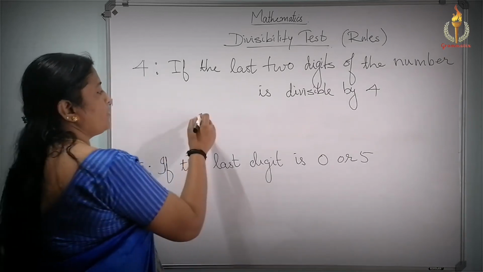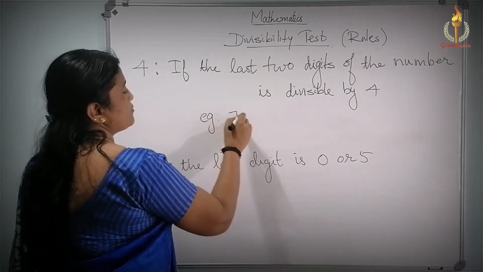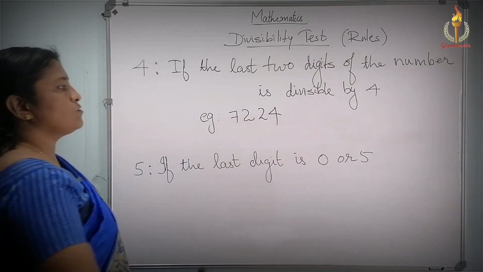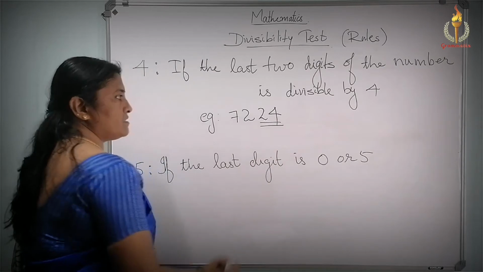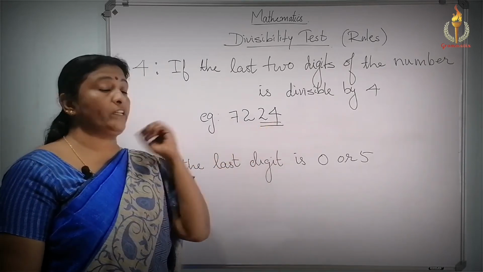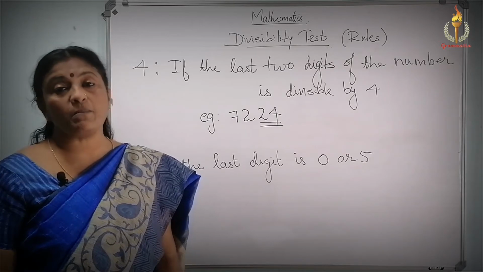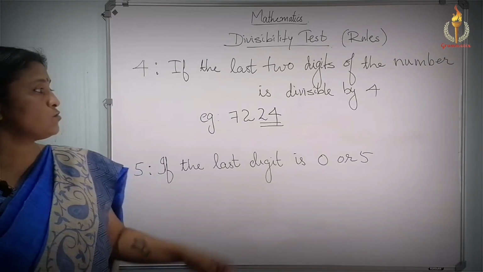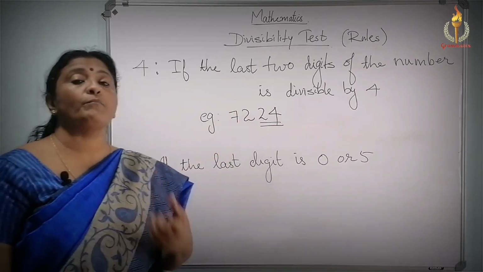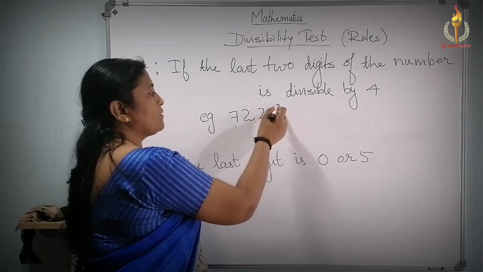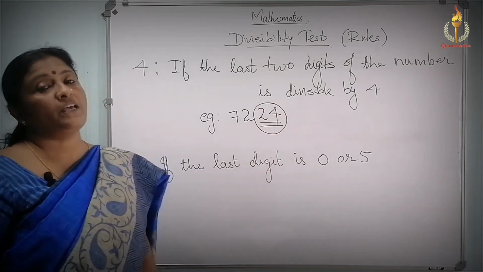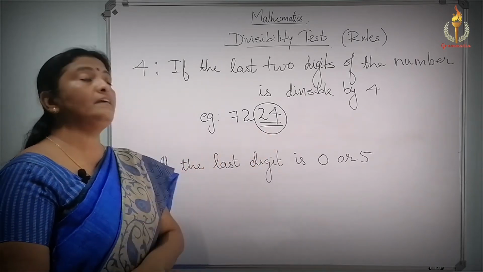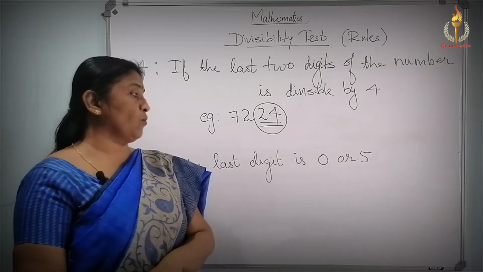For example, if I am giving you the question 7224, you need to look at the last 2 digits. The last 2 digits are 24. Now since 24 is divisible by 4, 7224 is also divisible by 4. So to check whether a number is divisible by 4, you need to look at the last 2 digits of that number and see whether it is a multiple of 4 or not. If it is a multiple of 4, then this number is also divisible by 4.